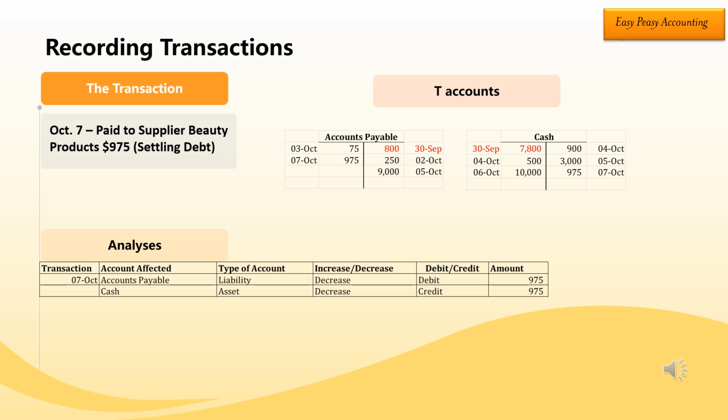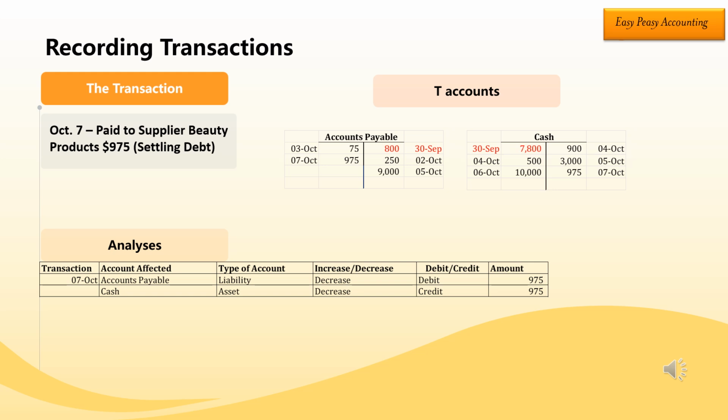October 7th, paid to supplier beauty products $975, settling debt. Transaction date, October 7th. Accounts affected, cash and accounts payable. Type of account, cash is an asset, accounts payable is a liability. Cash decreased $975. Accounts payable decreased, payment made, $975.